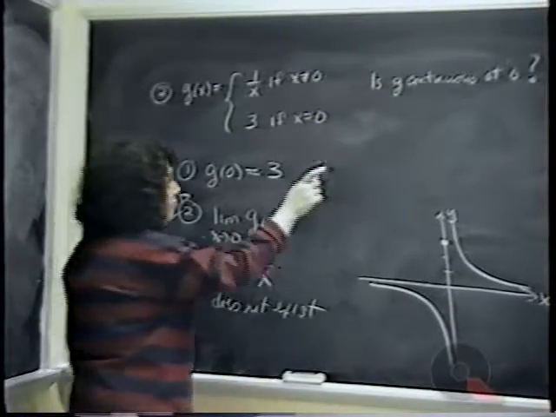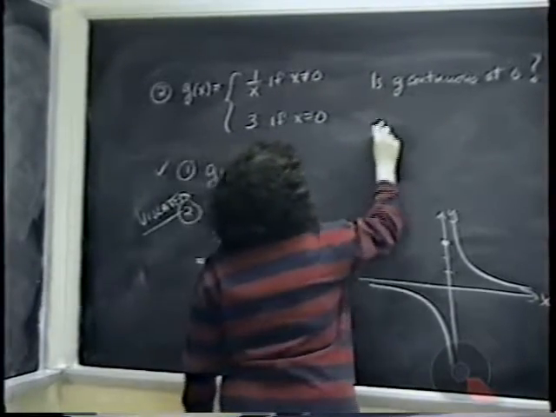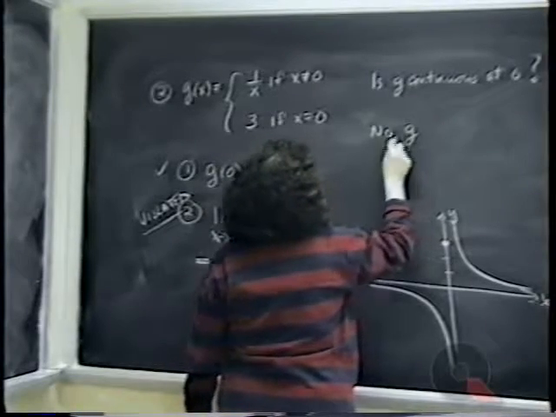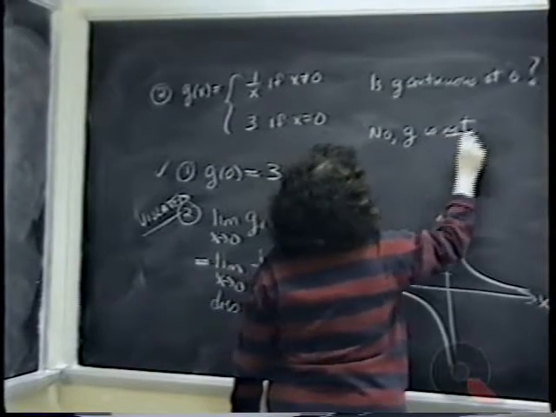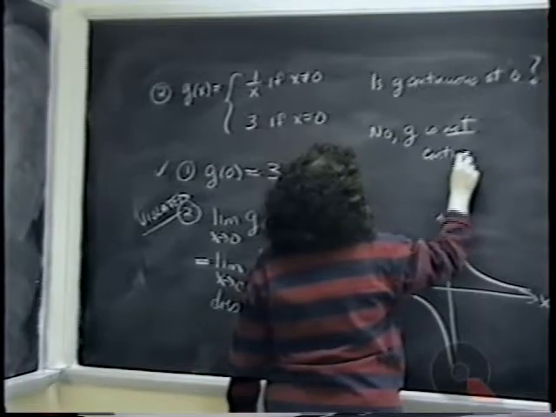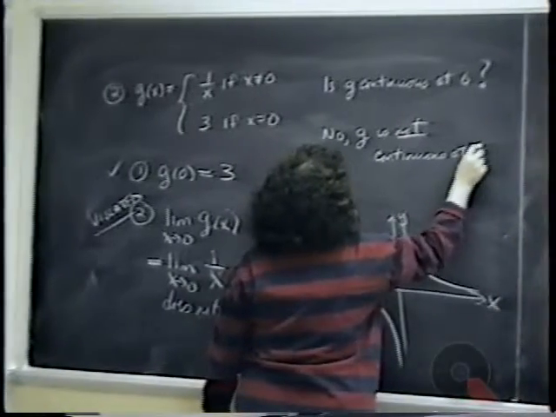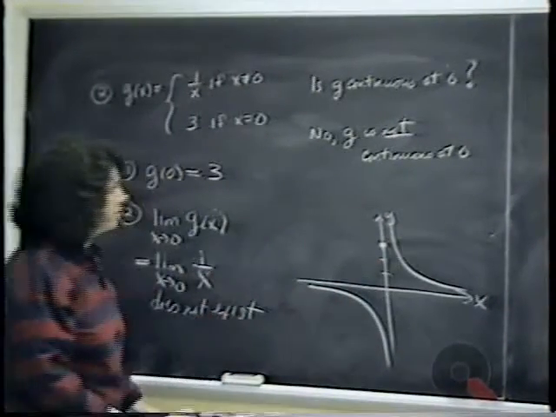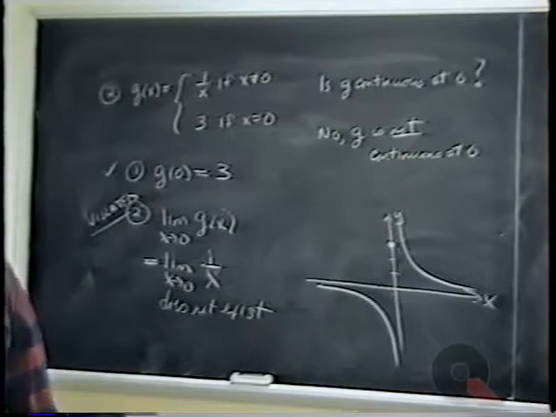Okay, so is G continuous at 0? No. G is not continuous at 0, because condition 2 is violated.